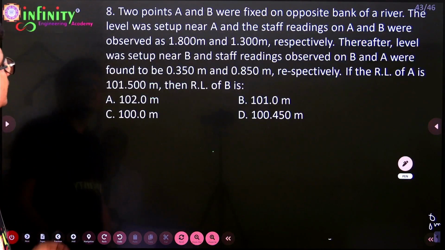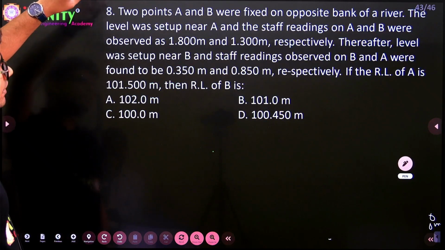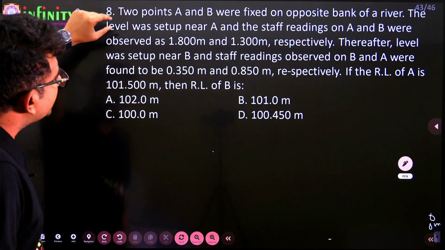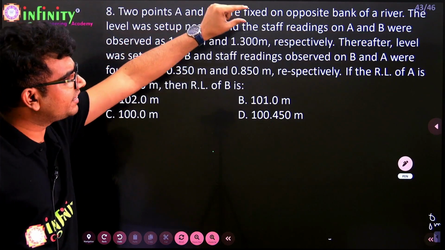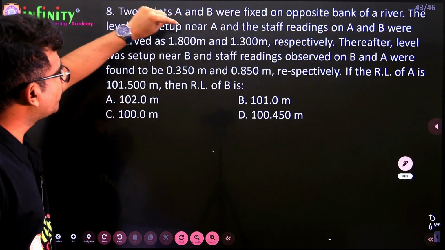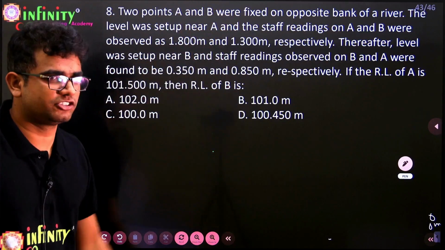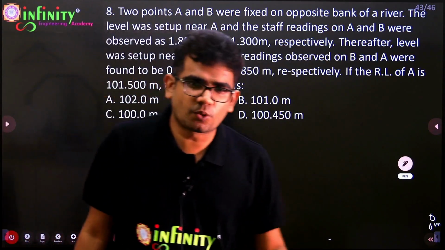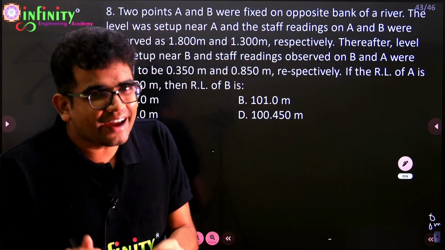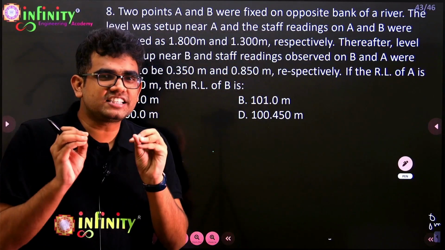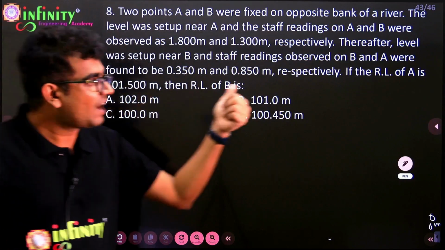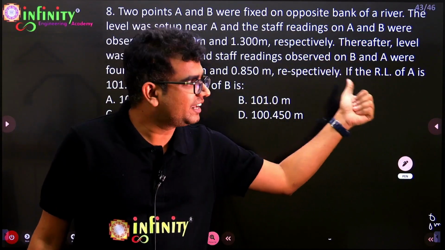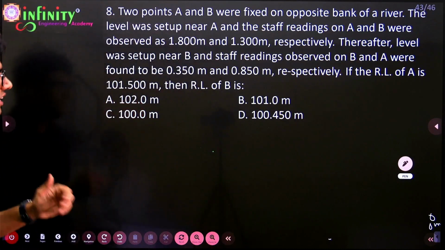Next one. Two points A and B were fixed on opposite banks of a river. The level was set up near A and the staff readings on A and B were observed as 1.800 meter and 1.300 meter. So basically this is a question from the concept of reciprocal leveling. If you do not have a clear idea of what reciprocal leveling is, we have already done a video on this. You can check it on the channel of Infinity Engineering Academy.